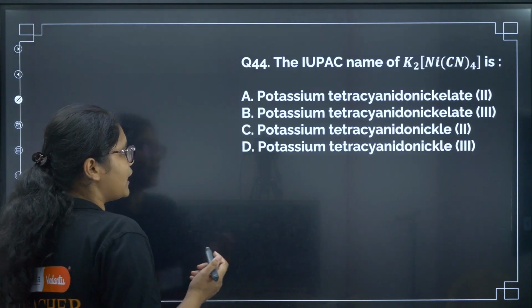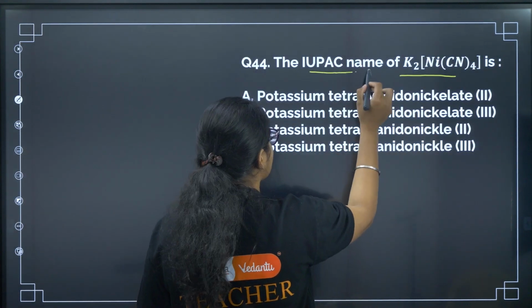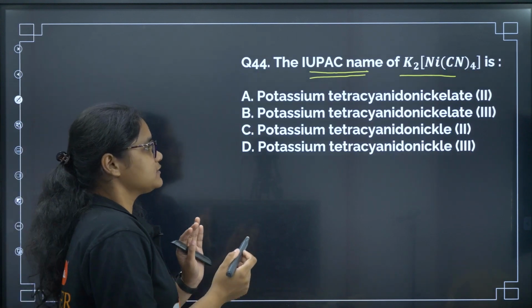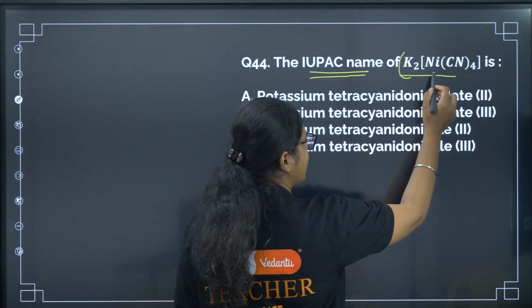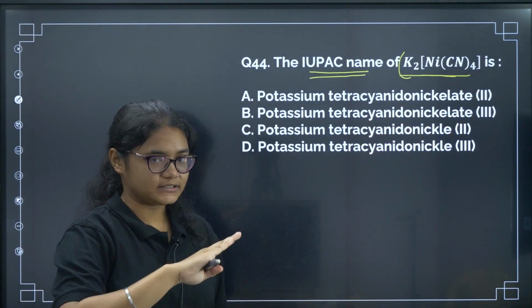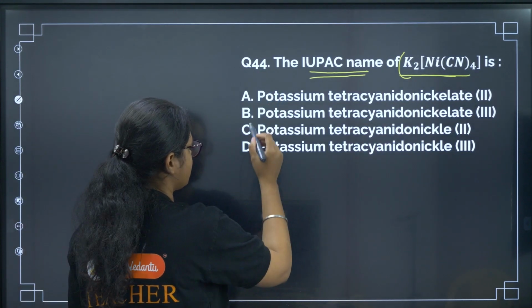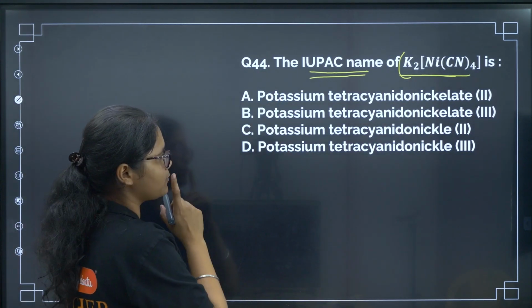Next question. IUPAC name, one of the very important topics in coordination chemistry, all the rules you have to remember. So first of all, we will be naming the cation and then the anion. So here potassium is the cation and the complex is the anion. So first of all, the options are all having potassium here, so we cannot eliminate any option here.